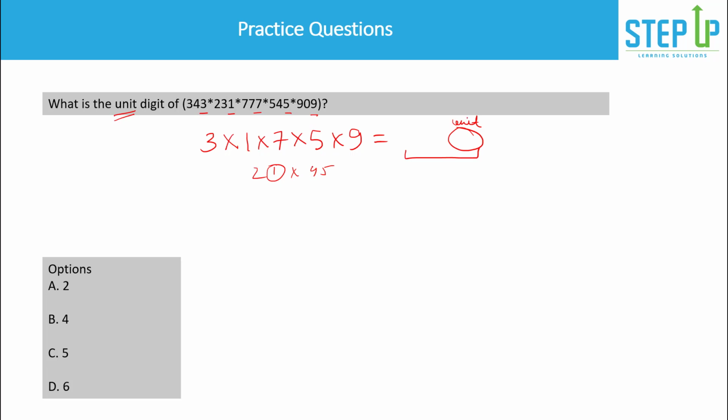So don't worry about this 45. It's just the 5 that is important. Don't worry about 21. It's just the 1 that is important. That means the last digit is going to be 5, isn't it, right? This is going to be 5. So you can say, okay, 5 is the answer.